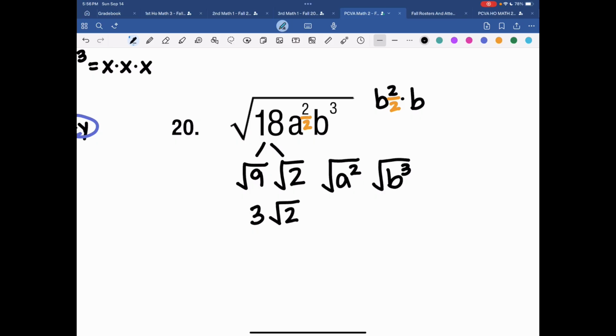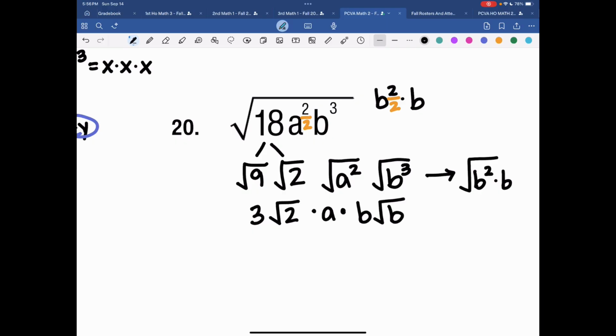A squared, we divided that, so we're just going to have 1a left over. And for this one, remember we dropped this down. And we said, okay, we're going to make it the next even situation, so we divide that. So that's going to be left with b on the outside and a b on the inside.